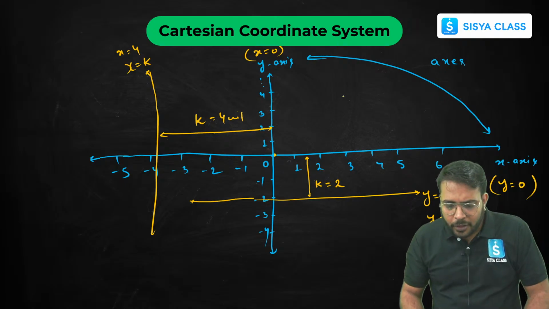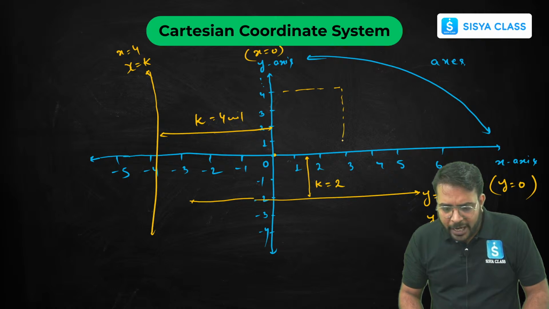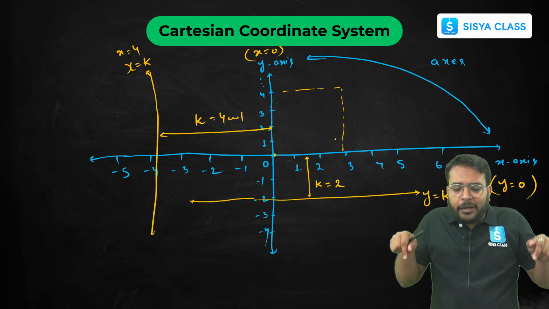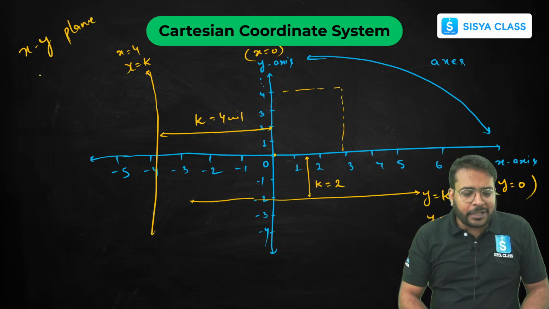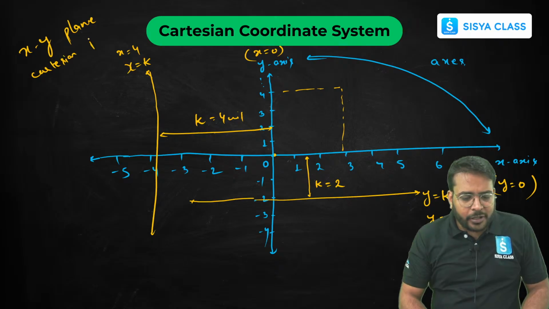Now, suppose I have one point on the xy plane. This whole plane is going to be called the xy plane, or you can say the Cartesian plane.